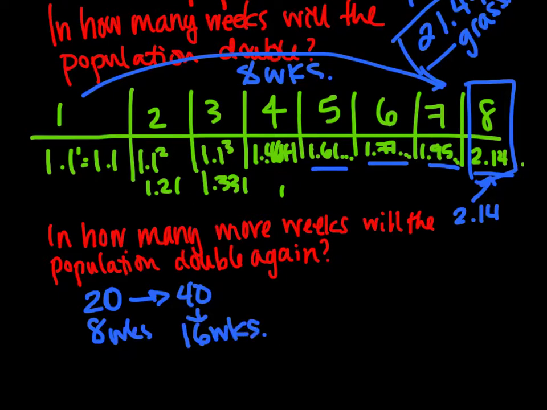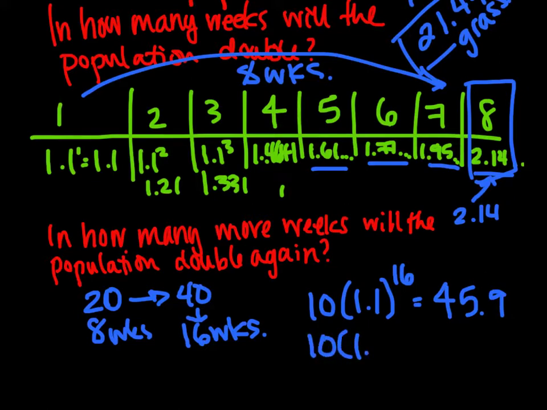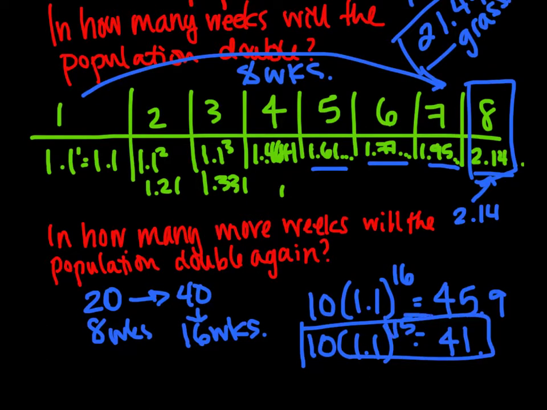So let's see if that happens. If we had 10 times 1.1 to the 16th power, would we end up having the same thing? And in the 16th week, we have 45.9. So it's gone a little bit more than doubling. If we do 10 times 1.1 to the 15th, we have 41 grasshoppers. So there's the doubling. It happened 7 weeks after that first 8 weeks. So if I think about it, we have 1, 2, 3, 4, 5, 6, 7 weeks after that, and now we get 15, so we got the doubling there.